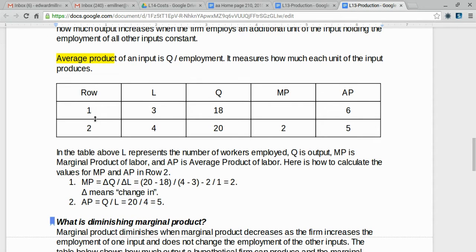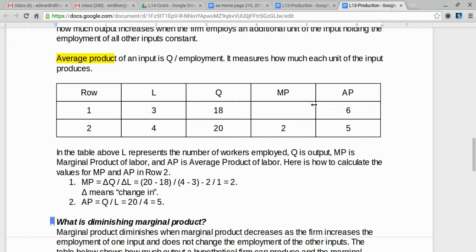Look at this table. Row 1, L is 3. Row 2, L is 4. So L is increasing by 1. As that occurs, quantity is going from 18 to 19. That means the marginal product is 2. Output rises by 2. L rises by 1. 2 divided by 1 gives me a marginal product of 2. The fourth unit of L produced 2 extra units of output.